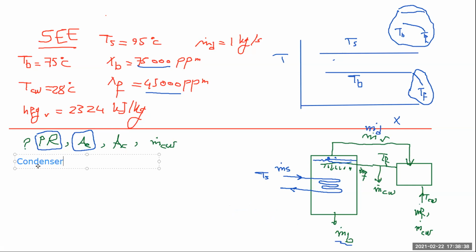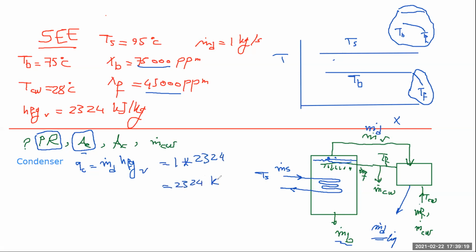So it's the condenser, okay. For the condenser, Q condenser is equal to m dot vapor, which is m dot distillate, times HFG vapor. The vapor that came here as saturated vapor is going to condense to liquid, which is our product, m dot distillate as liquid. So it has gone through a change of phase from saturated vapor to saturated liquid. So this is 1 times HFGV, which is 2324 kilowatts.